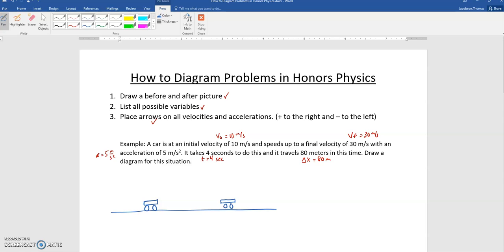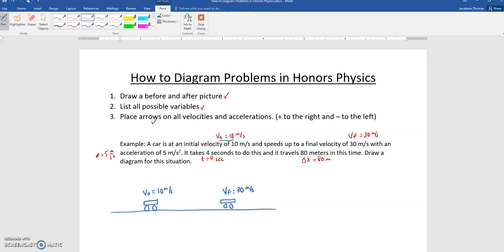So we're going to go ahead and label this. So the initial velocity is 10 meters per second. So right here, above the object or below, I'm going to write V0 is 10 meters per second. And over here at the end, my final velocity is 30 meters per second. So you label the velocities right above or below the initial and final pictures.